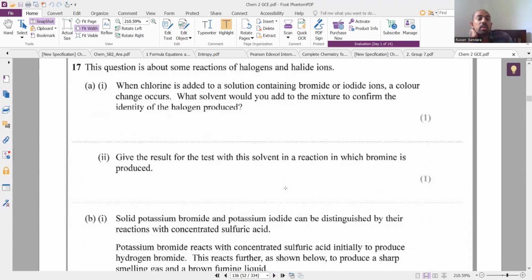When chlorine is added to a solution containing bromide or iodide ions, a color change occurs. What solvent would you add to the mixture to confirm the identity of the halogen produced?